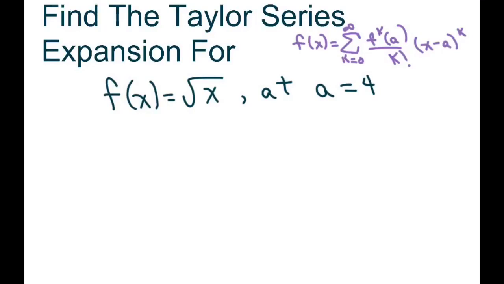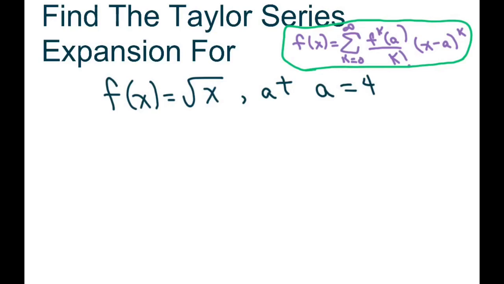Hi everyone, we're going to find the Taylor series expansion for f of x equals the square root of x at x equals 4. A equals 4. And here's our Taylor series expansion formula. And we'll just get started.